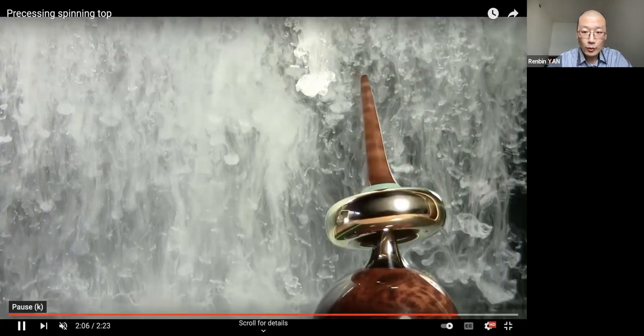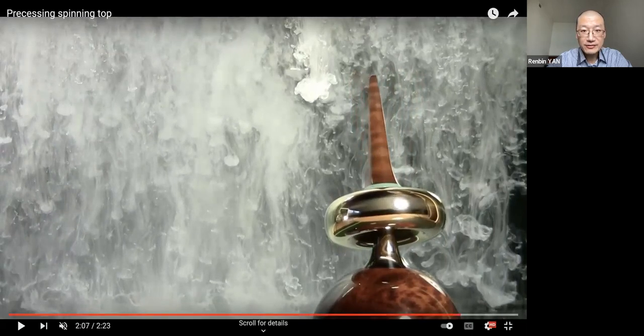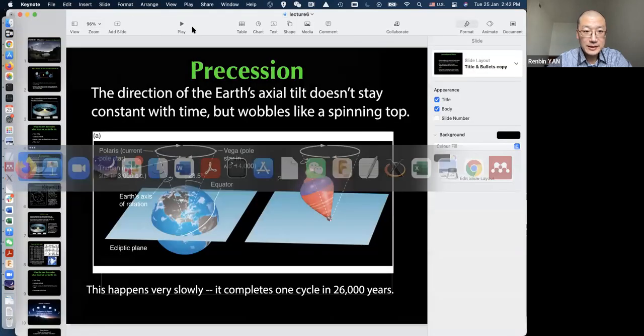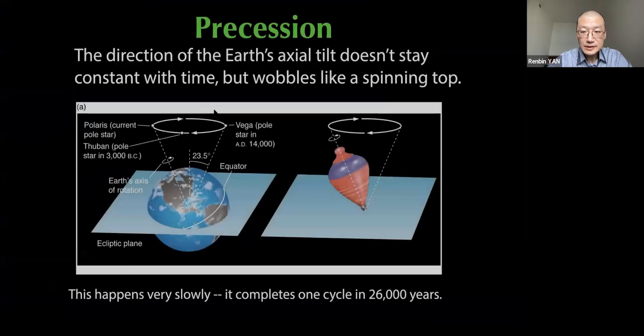So that is what we call precession. And the Earth actually has exactly the same effect. Let me go back to my slide. So now I'm showing my slide.